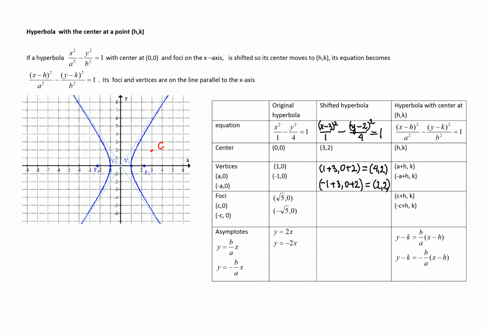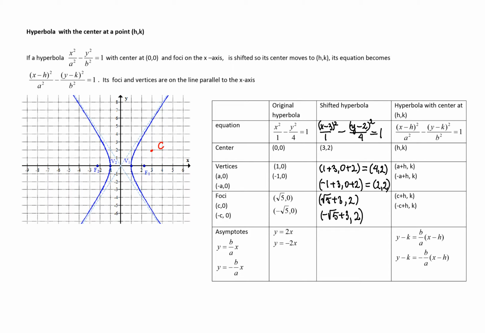For the foci, to find the coordinates, we'll do the same. We'll increase the x coordinate by 3 and we'll increase the y coordinate by 2. For the second focus, we'll have negative square root of 5 plus 3, and 2.